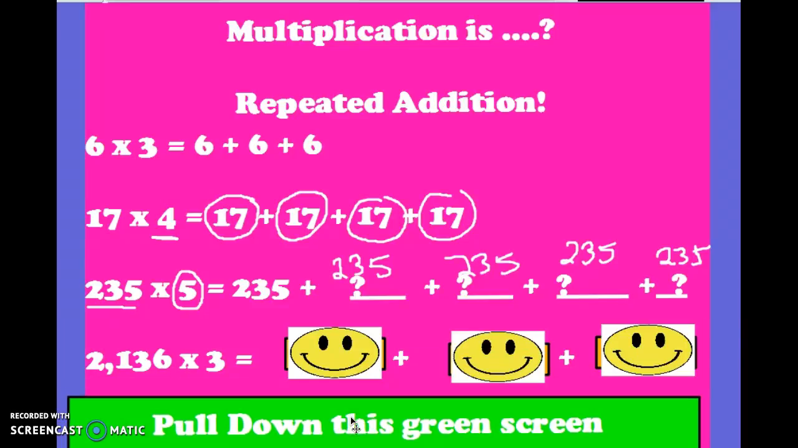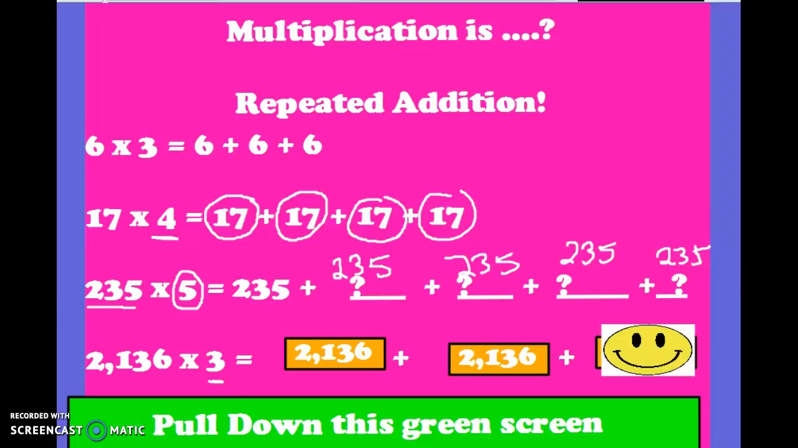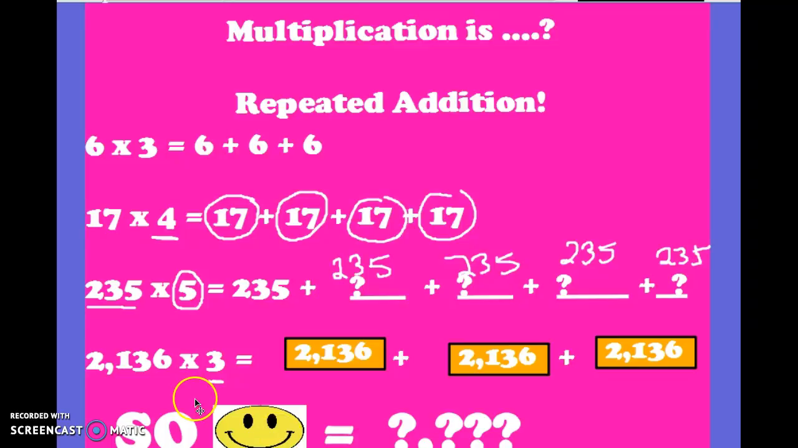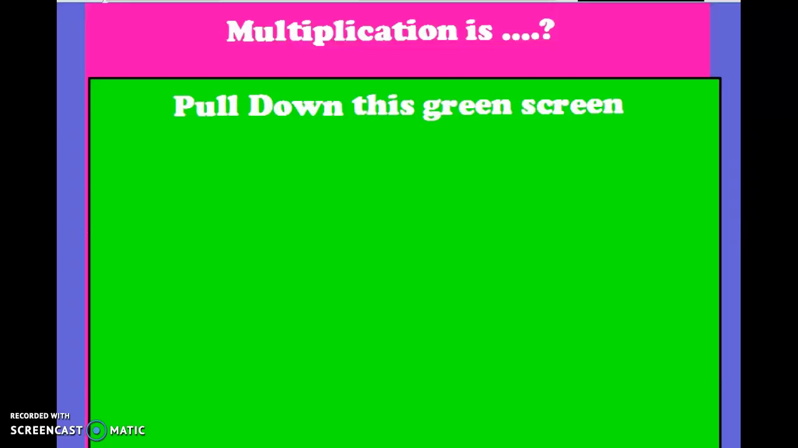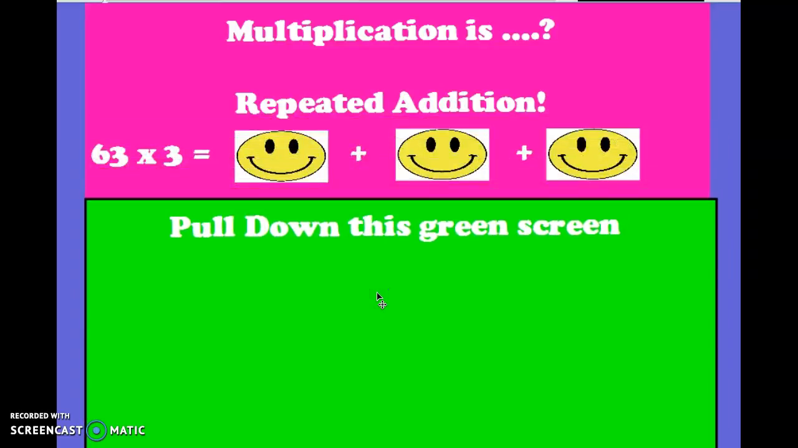What if I replaced it with smiley faces? It doesn't matter. 2,136 times 3 means I have 3 equal groups that are being added together. Or 2,136 plus 2,136 plus 2,136. So the smiley face is equivalent to the total number that is being separated into equal groups. When you repeatedly add them, the number grows. That's what multiplication is.